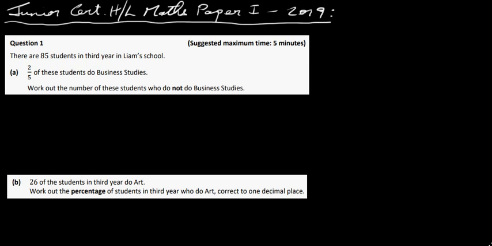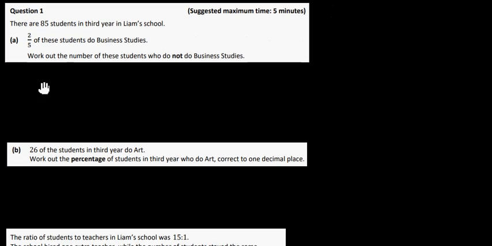Okay, so in this video I'm going to have a look at the Junior Certificate Higher Level Maths Paper 1 for 2019, questions 1 and 2. So in this particular question 1 here we have 85 students in third year in Liam School. 2/5 of these students do business studies. Work out the number of these students who do not do business studies.